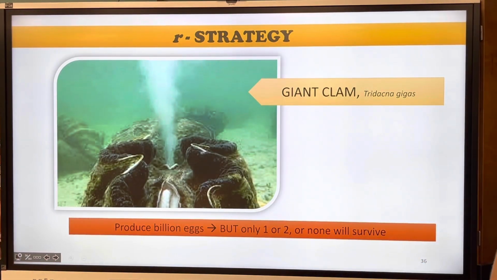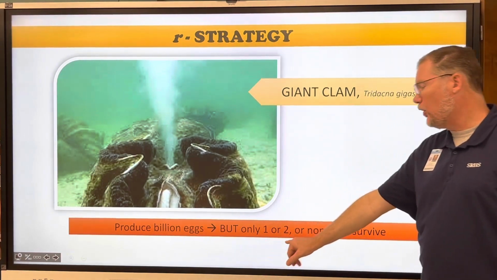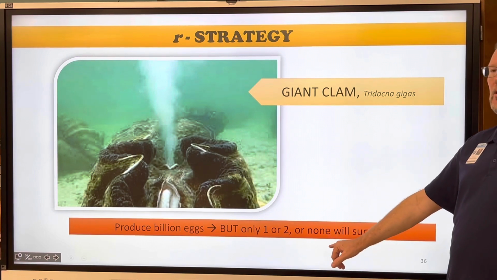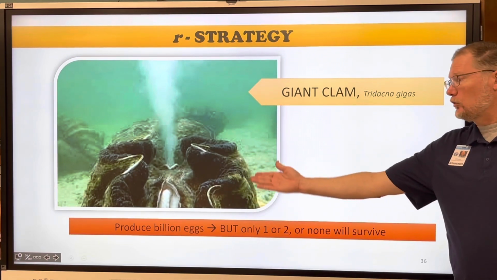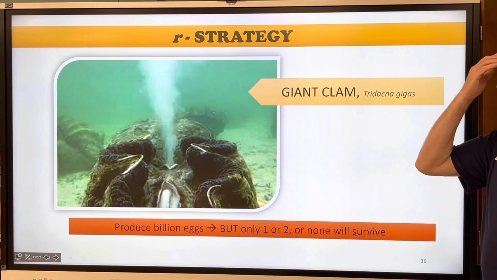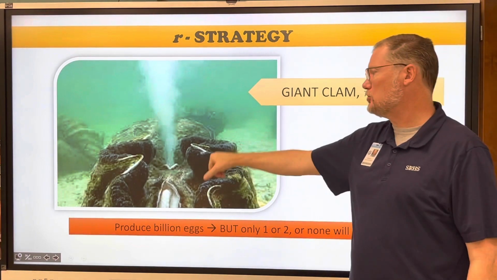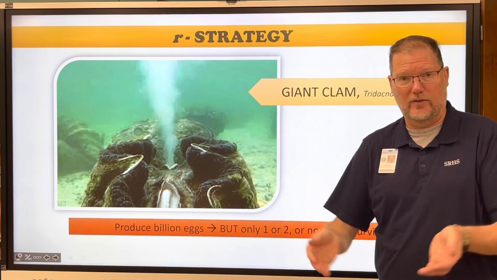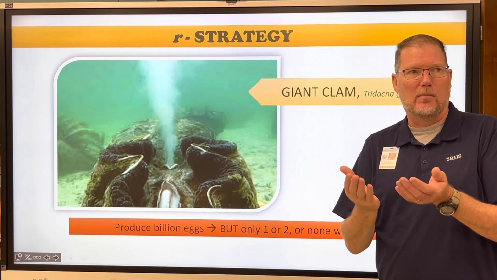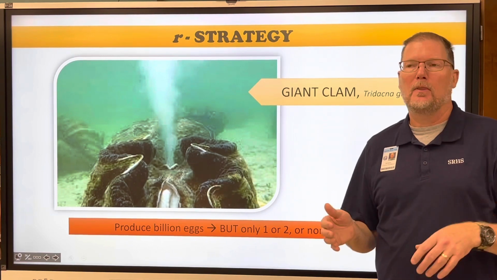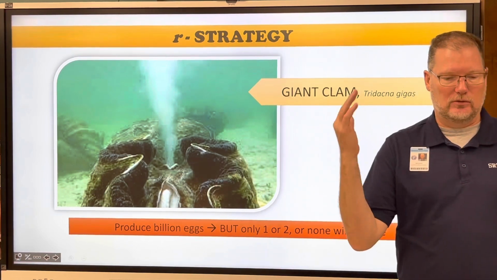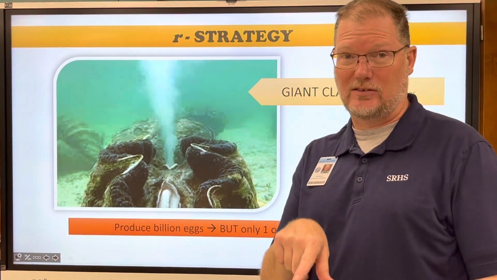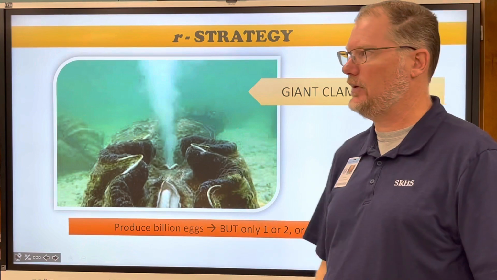And so there's a giant clam again, producing billions of eggs, but only one or two will make it to adulthood. Maybe none for that particular individual. Tridacna gigas, the giant clam. I used to have a giant clam shell, one of the valves. Remember, a mollusk's shell is called a valve. And I removed it and I left it. I don't know why. I wasn't thinking. I wasn't teaching marine science at the time. I was teaching chemistry, so I guess I didn't think I needed it.